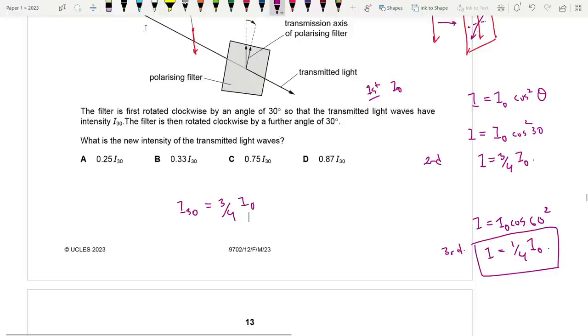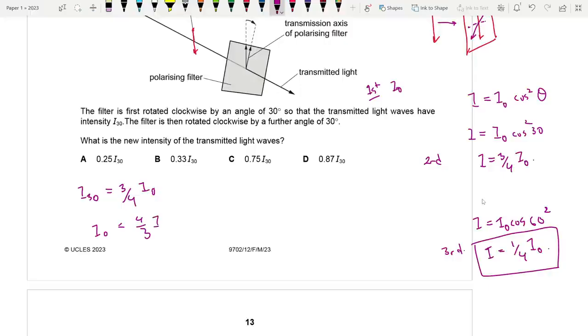What is the new intensity of the transmitted light waves in terms of I30? So the last one, I is equal to 1/4 of I naught. Can we not make I naught the subject? We can. I naught is equal to 4 by 3 I30.